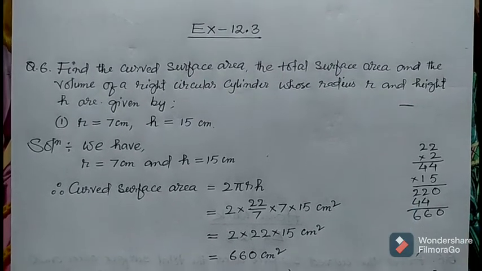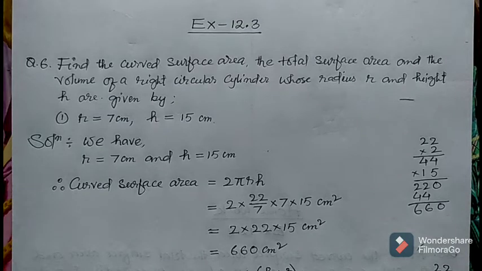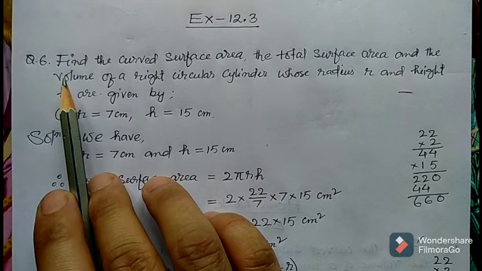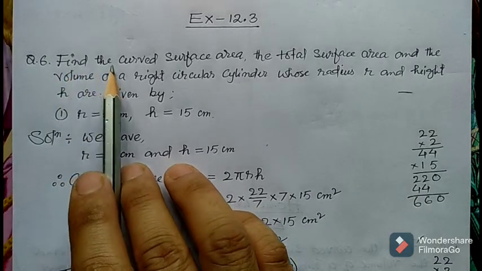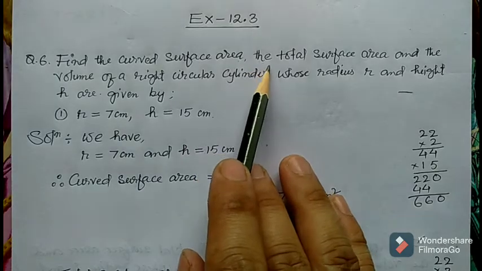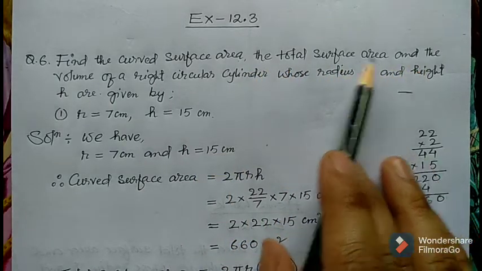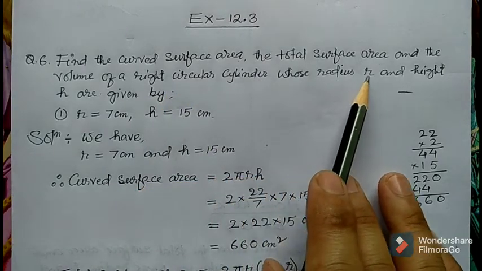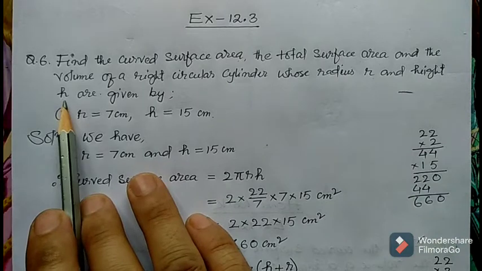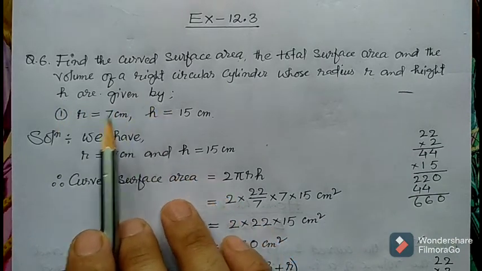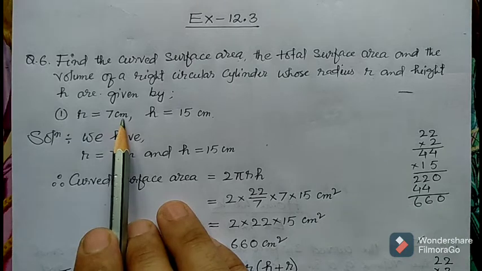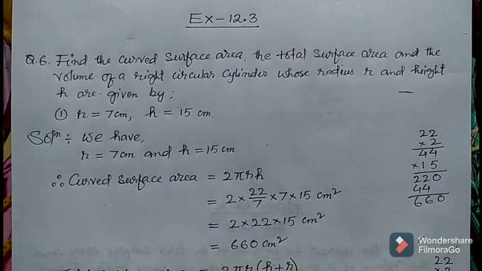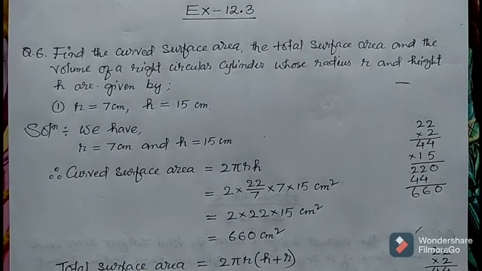This is exercise 12.3, textual question number 6. Here is the question: find the curved surface area, the total surface area, and the volume of a right circular cylinder whose radius r and height h are given by, Roman number 1, r is 7 centimeter, h is 15 centimeter.